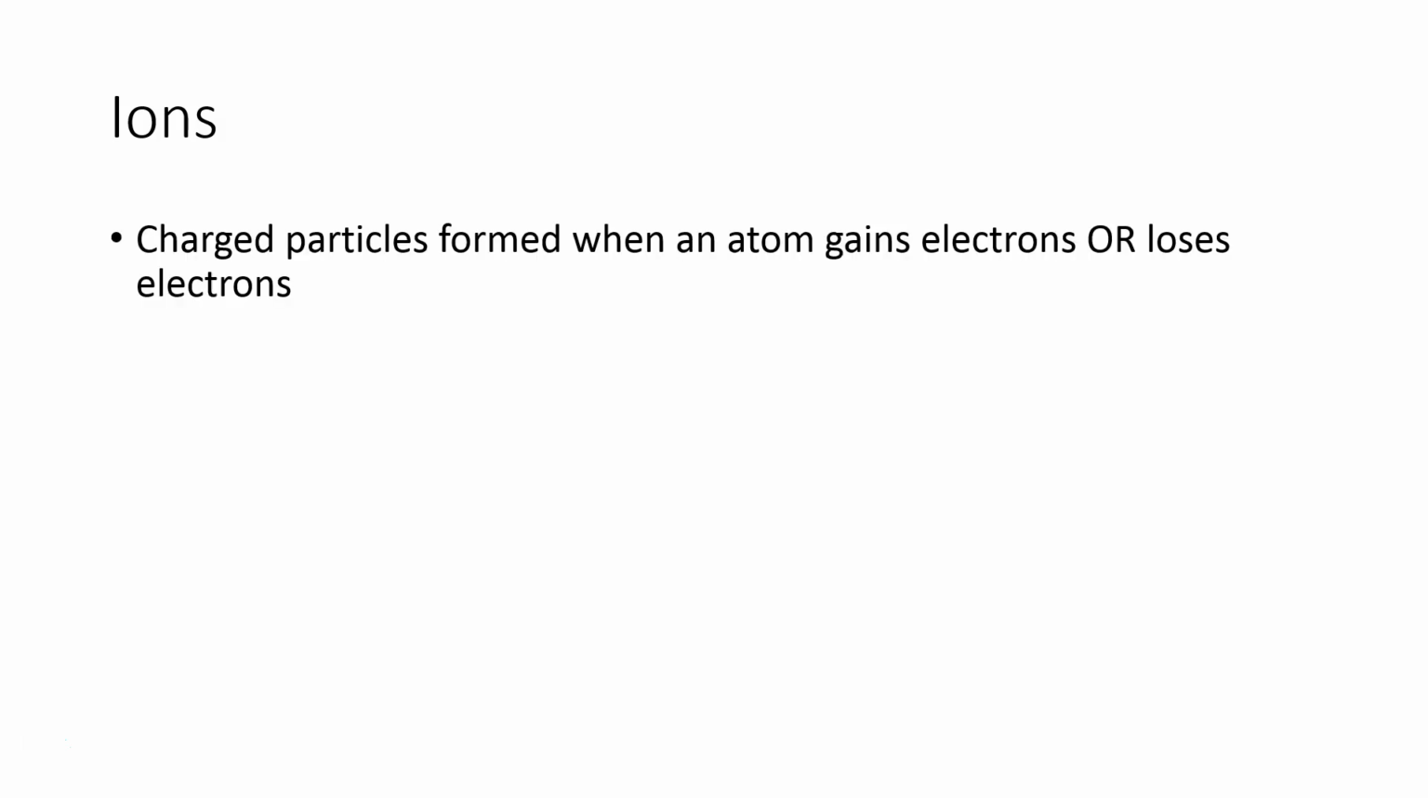So let's move on to ions. That's the real purpose of this video. What's an ion? An ion is a charged particle that forms when an atom gains electrons or loses electrons. Ions can be positive or negative.